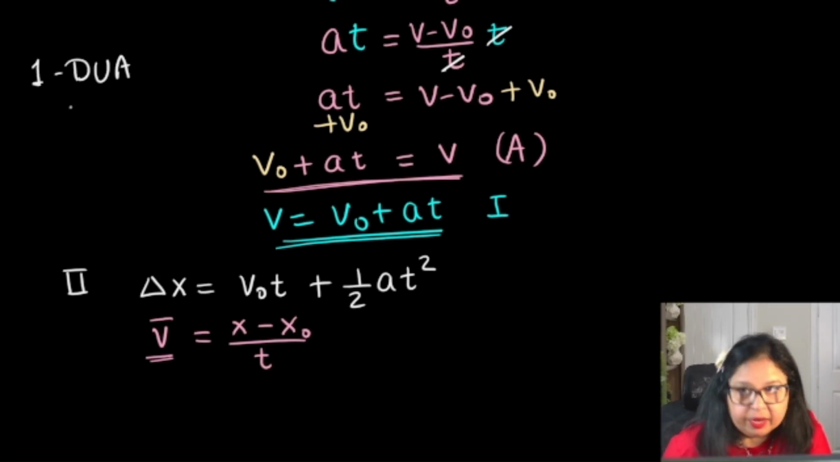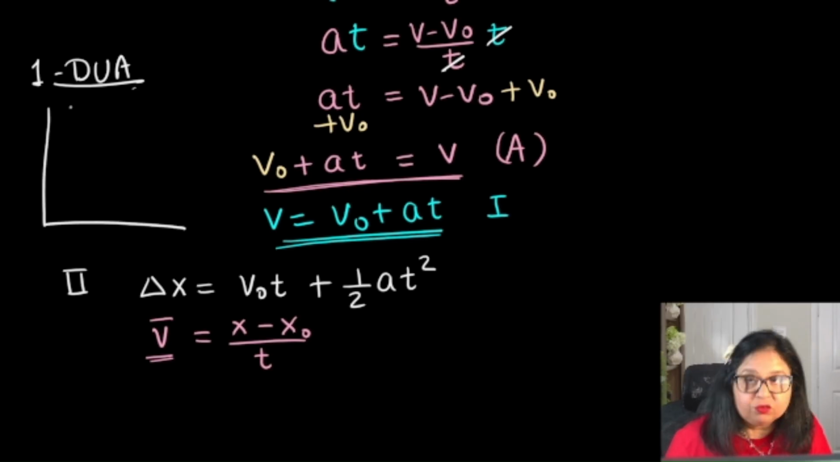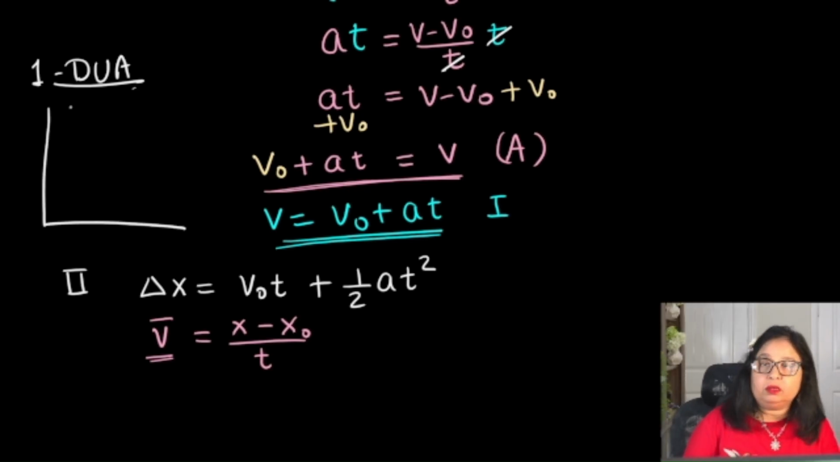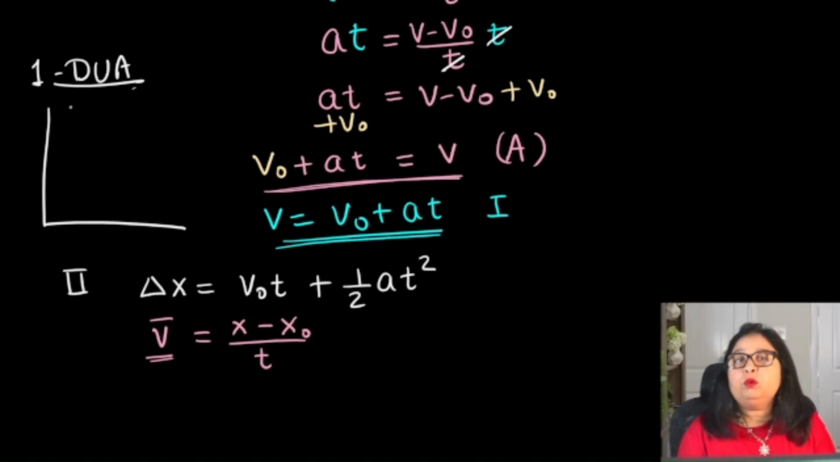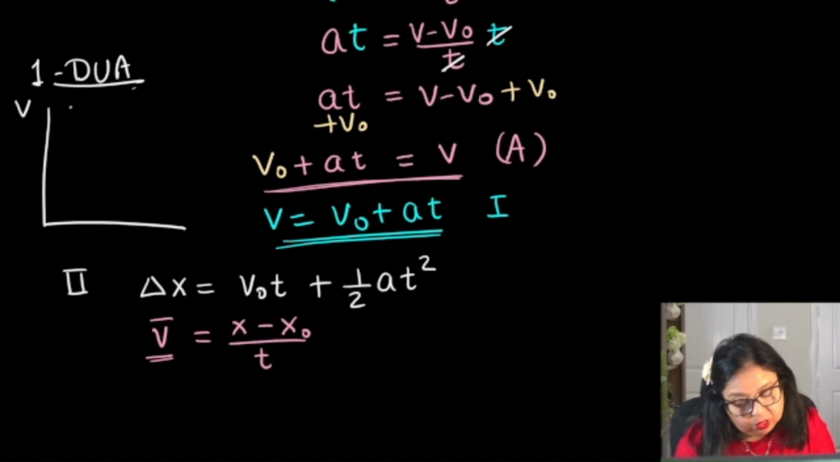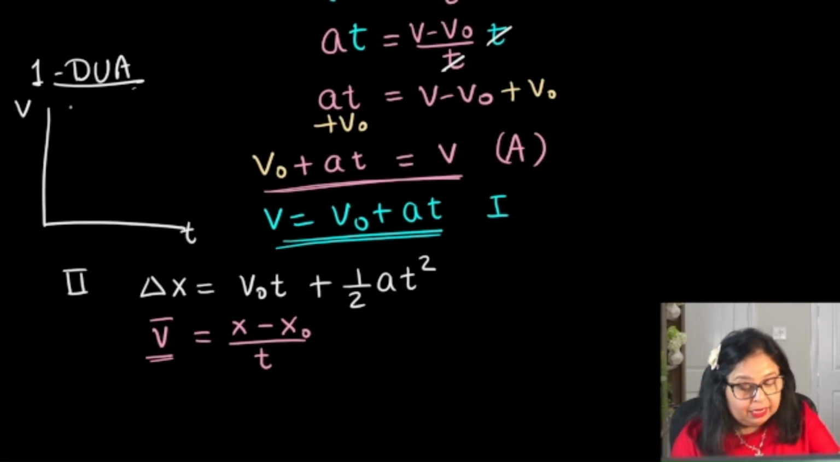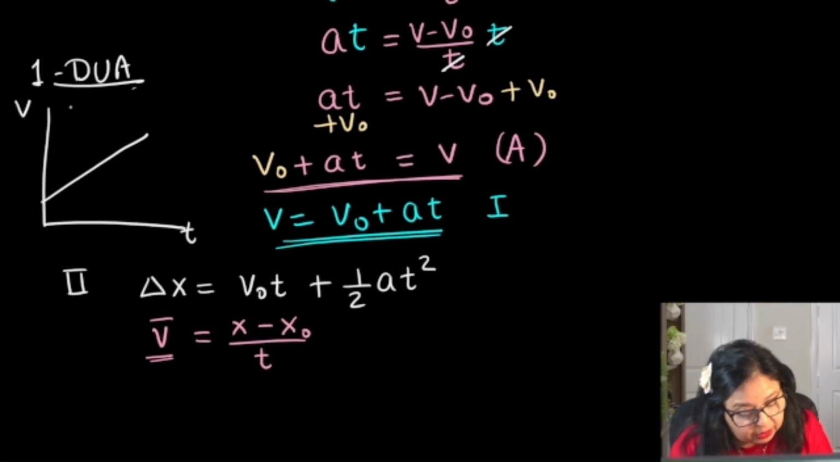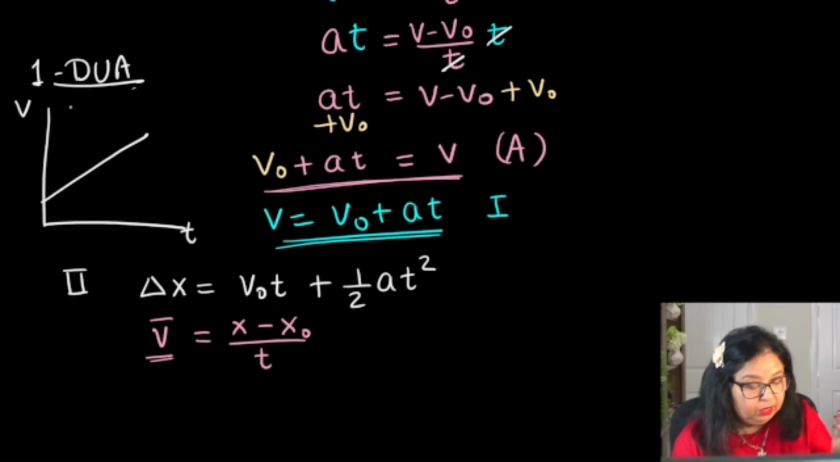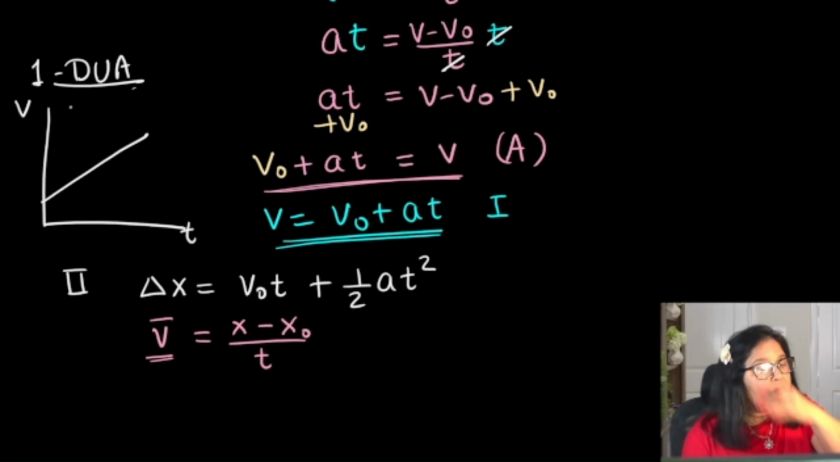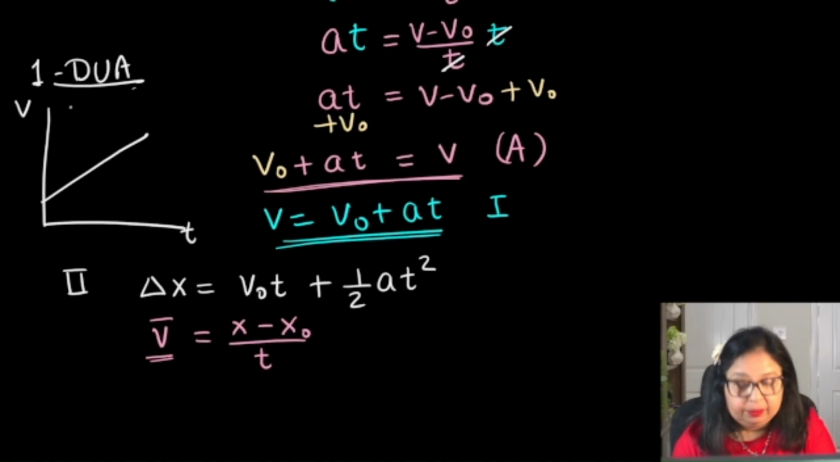One-dimensional uniform acceleration. In this case, uniform acceleration means acceleration is constant. And acceleration is equal to the slope of what? Velocity time graph. So if the slope of this velocity time graph is constant, that means velocity has to be what? It has to be a linear function. It has to be a straight line. It could be going up, it could be coming down, it could be flat. But it's going to be a line.